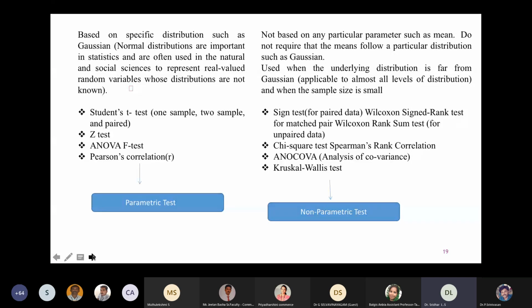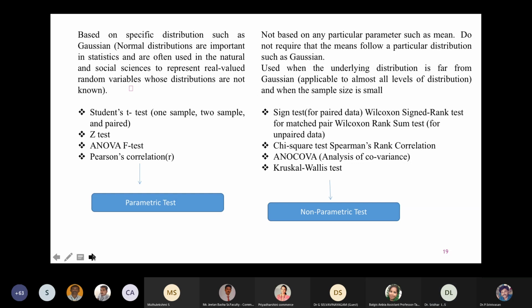social science, the very popular tests like the t-test, one sample, two sample, and paired t-test we can use. Z-test we can use. ANOVA or F-test we can use. Pearson correlation we can use when it is normally distributed. Not based on any particular parameter such as the mean, so it does not follow any kind of Gaussian distribution, we have to use other tests like the sign test, chi-square test, ANOVA, Kruskal-Wallis test. These are the tests which we use.